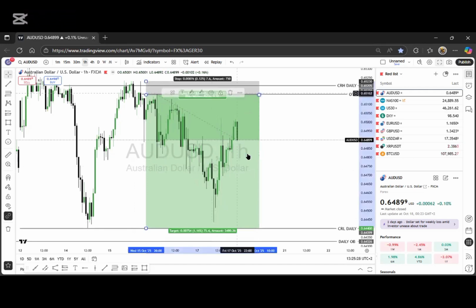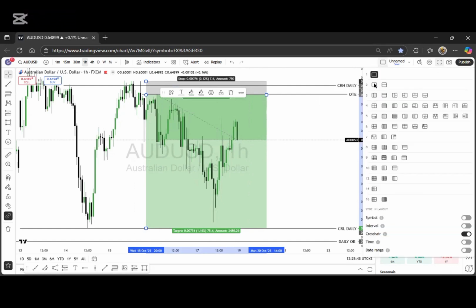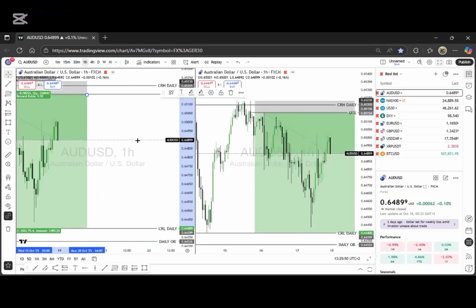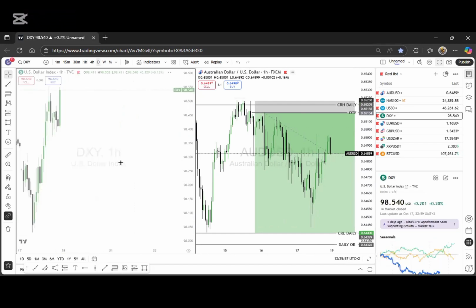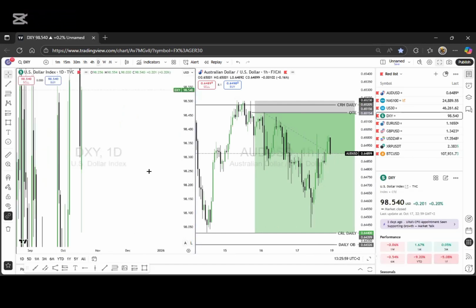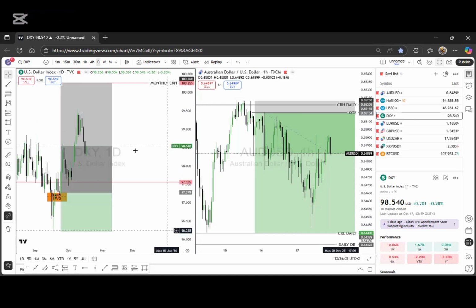But I'm still waiting. I'm also bearish, as my friend here is bearish, on the counter pairs of the USD, and bullish on the USD base pairs. So I've had two analyses for the week: AUD USD and the DXY, which is currently playing out now.